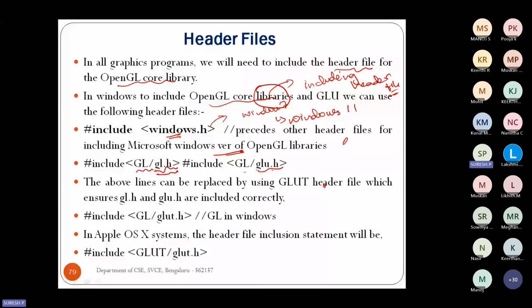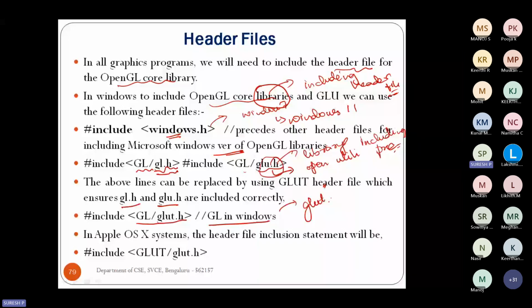So that is gl in Windows. We are using the gl in Windows, so we are going to make use of the header file glut.h. Similarly, if you are going to use Apple OS, the header file inclusion statement will be actually include glut.h, because the header file for the different systems will be different.